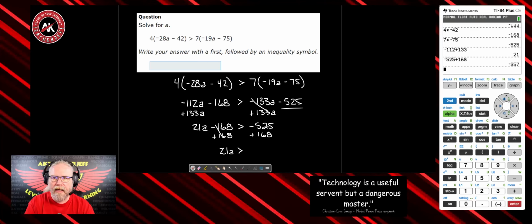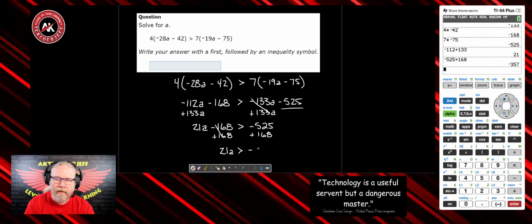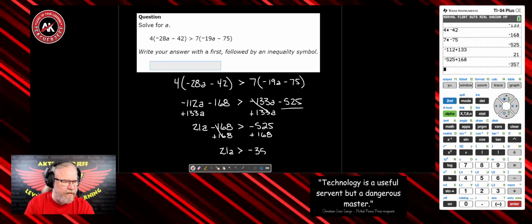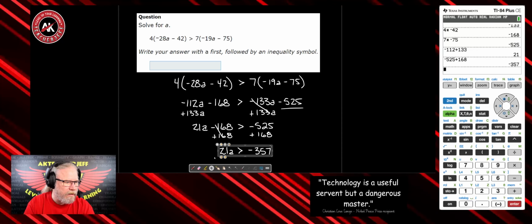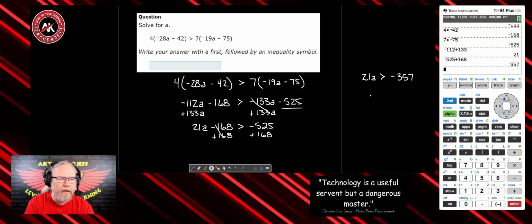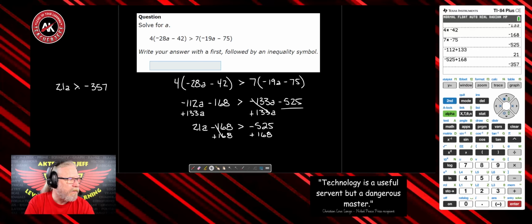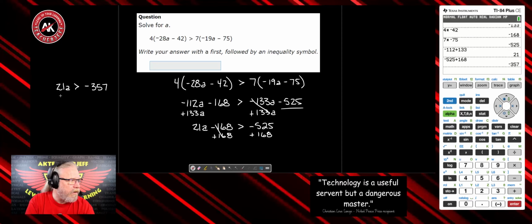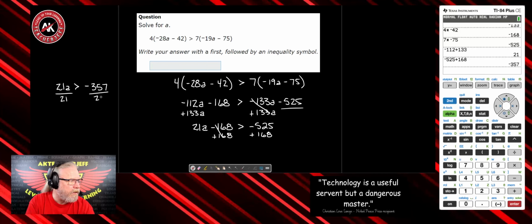And then negative 525 plus 168 was a negative 357. So we'll go ahead and move all of this over here. And now we need to go ahead and divide both sides by 21. We do on one side, we do to the other.